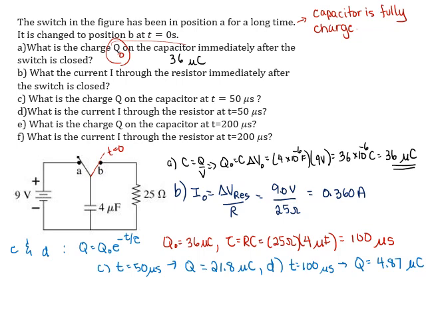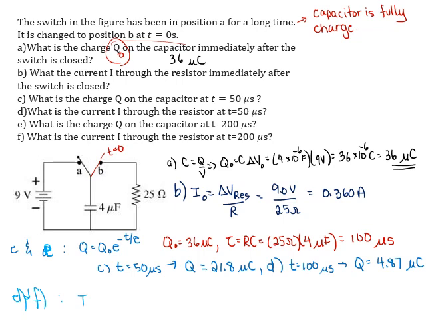Okay, part E and F. Oh, sorry, I mixed up what I answered. I labeled it C and D. Really, it was C and E asking for the charge. The next two parts are D and F, so I did them a little tiny bit out of order. Sorry about that. So C and E asked for charge. D and F asked for current.